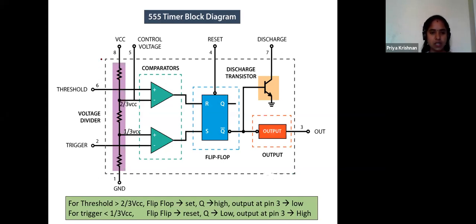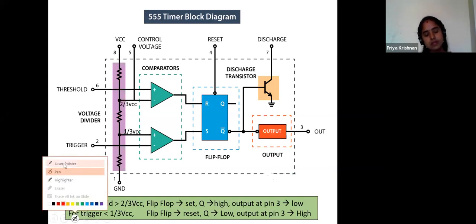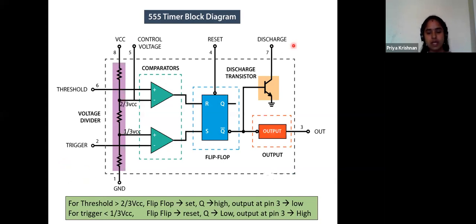So what is this? This is my IC 555, an integrated circuit. Inside I have these 8 pins: 6th pin, 2nd pin, ground pin, VCC, control voltage, reset, discharge, all present over here. So the internal structure of the IC is shown here. Once this is clear, we can very easily understand the modes of working of the timer.